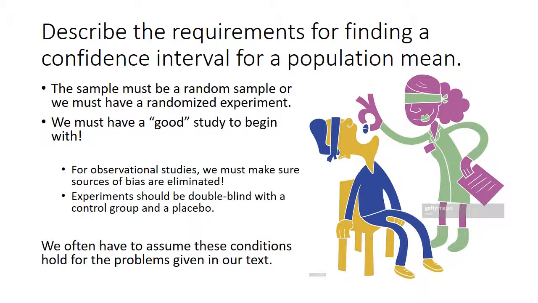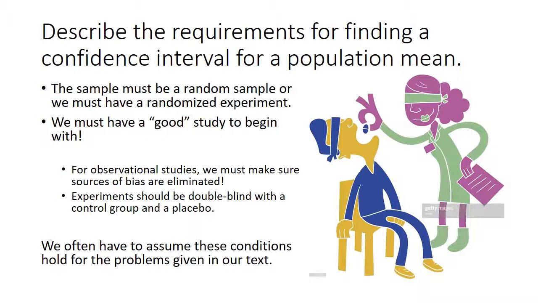All right. So, if we want to describe the requirements for finding a confidence interval, when are we allowed to do this? We must have a random sample or a randomized experiment. And we need to have a good study to begin with. For observational studies, we need to make sure we get rid of all these crazy sources of bias. Experiments should be double-blind with a control group and a placebo. If we don't have these things to begin with, none of the calculations we do are likely to have much meaning. We need a good study to begin with.